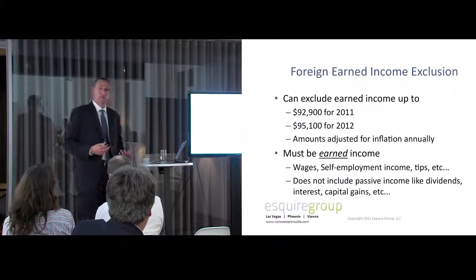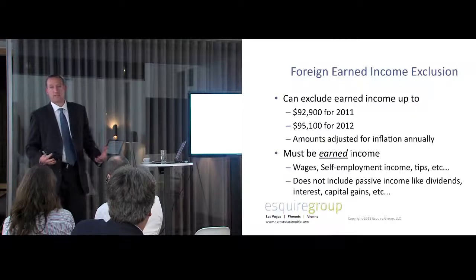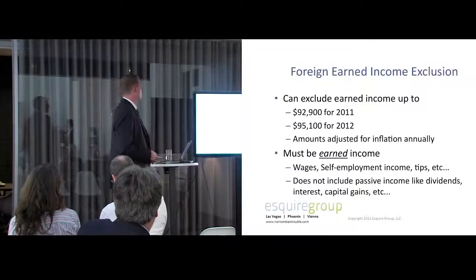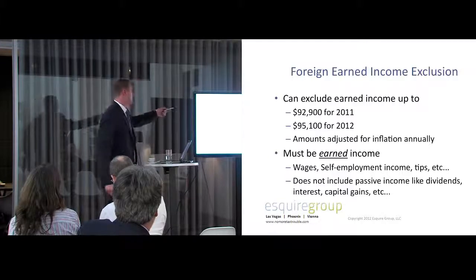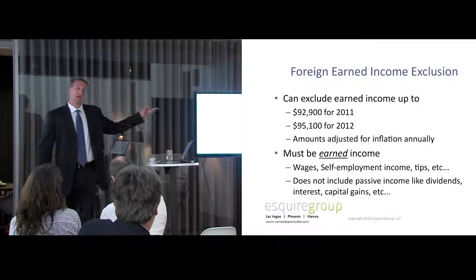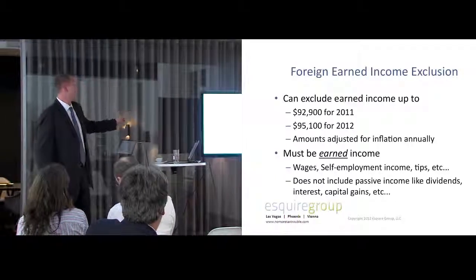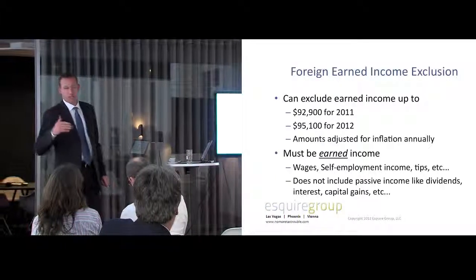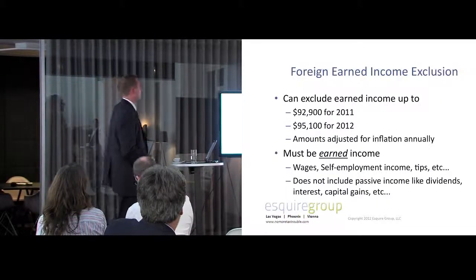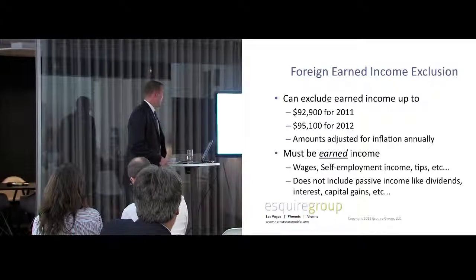The foreign earned income exclusion is one of the main ways that the U.S. helps Americans living abroad not get taxed doubly. So basically what happens is you can exclude up to $92,900 worth of foreign earned income. In 2011, the amount gets adjusted for inflation every year, so for this year it'll be $95,100.